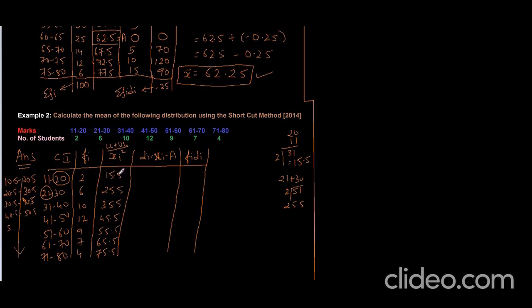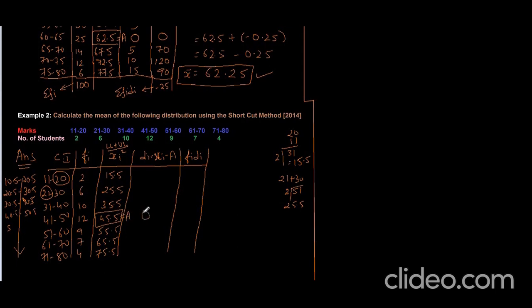15.5 is the class mark for the group 11 to 20. 25.5 is the class mark for the group 21 to 30. So no need to worry about it. So now just count how many are there. 1, 2, 3, 4, 5, 6, 7. So we can take the middle one. Which is the middle one? This one is the middle one. So 45.5 is my A.